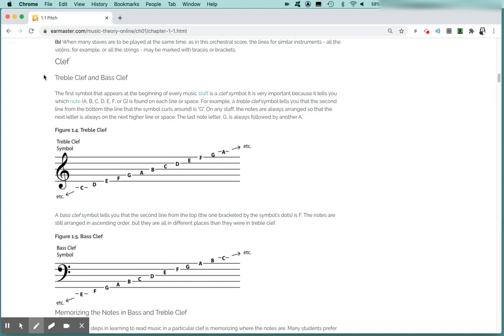Okay. The clefs. We're going to talk about clefs. We're going to talk about treble clef and bass clef. At the beginning of every staff is a clef symbol. This is a treble clef symbol. And this is the bass clef symbol.